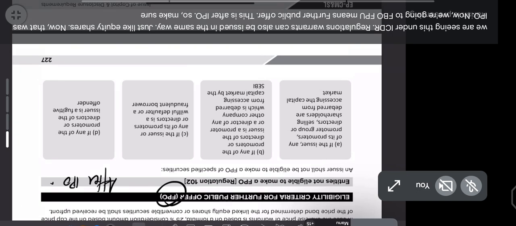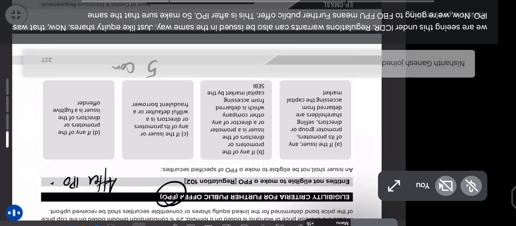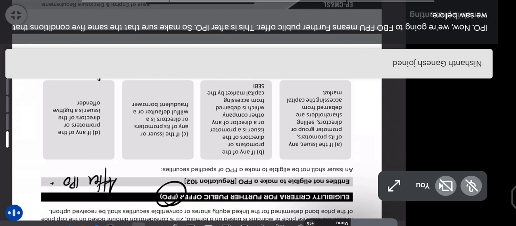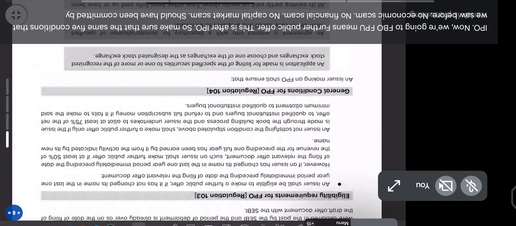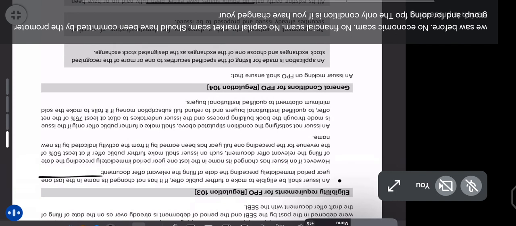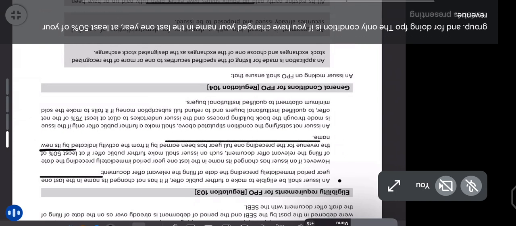So make sure of the same 5 conditions that we saw before. No economic scam, no financial scam, no capital market scam should have been committed by the promoter group. And for doing an FPO, the only condition is if you have changed your name in the last 1 year, at least 50% of your revenue in the last 1 year should be from the new name.